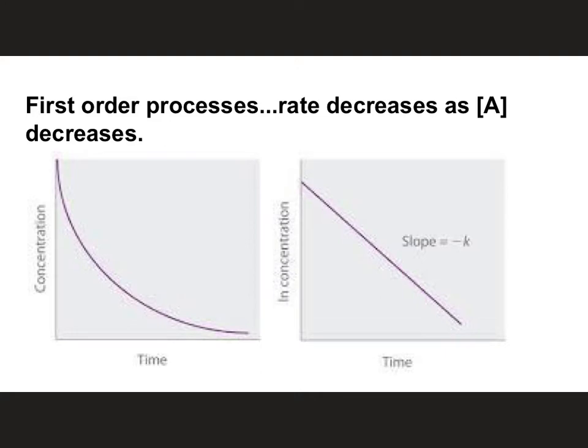Here we have a first order process. Concentration versus time is not linear. However, natural log of concentration versus time is linear. And in this case, the slope of this line would be the negative of the rate law constant.